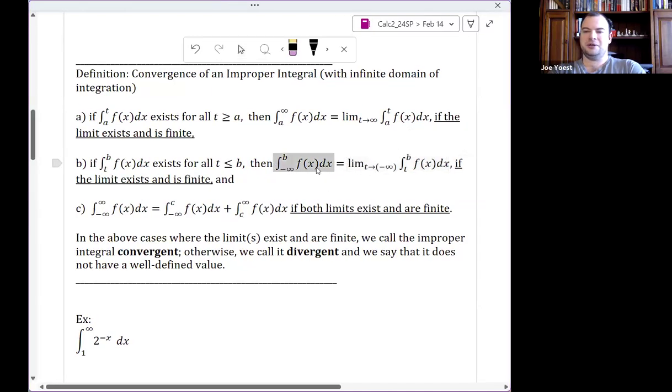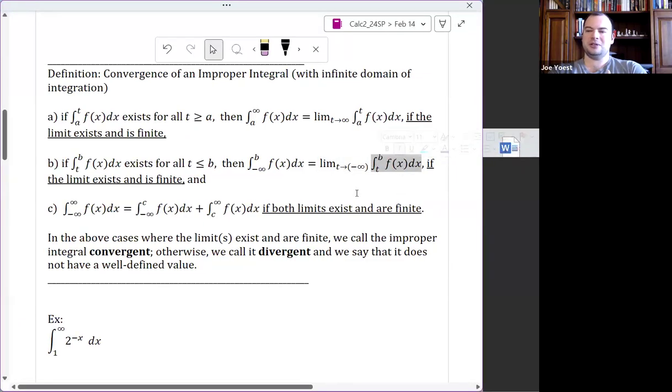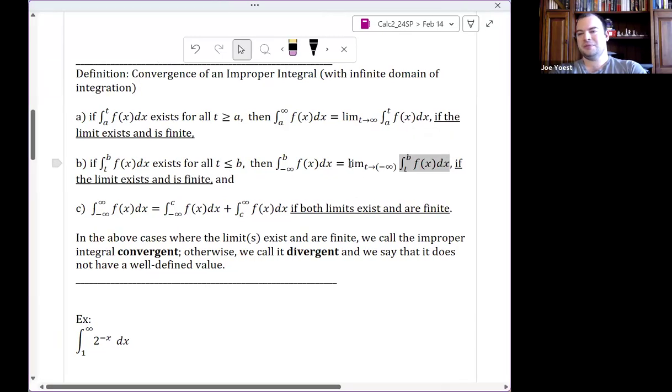So we're interested in knowing something about the integral minus infinity to b f of x dx. And again, we do a similar procedure. We compute the integral from t to b f of x dx. That gives us a function of t. And then we take the limit of that function as t goes to negative infinity. And of course, this integral equals that number if that limit exists and is finite, just like before.